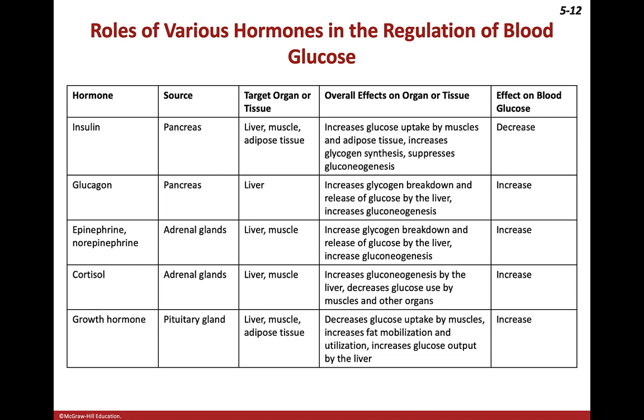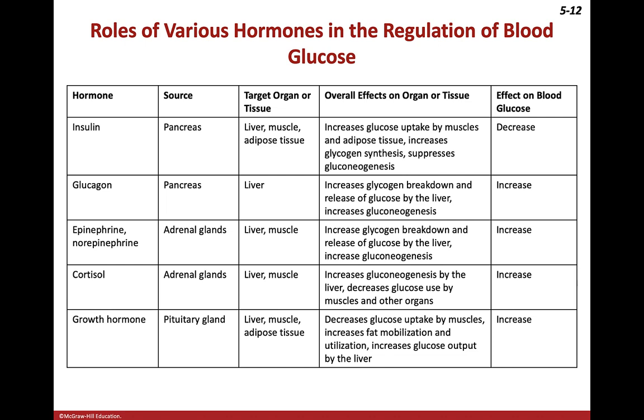There's going to be increased energy requirement to sustain the heightened alertness and things that are associated with sympathetic drive. So this is going to stimulate the increased breakdown of glycogen and the release of glucose by the liver. And we're also going to see more gluconeogenesis, and the overall effect is to increase blood glucose.